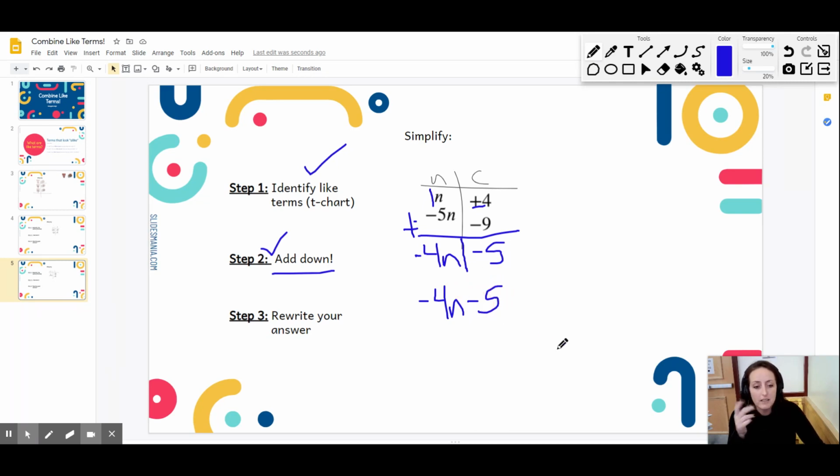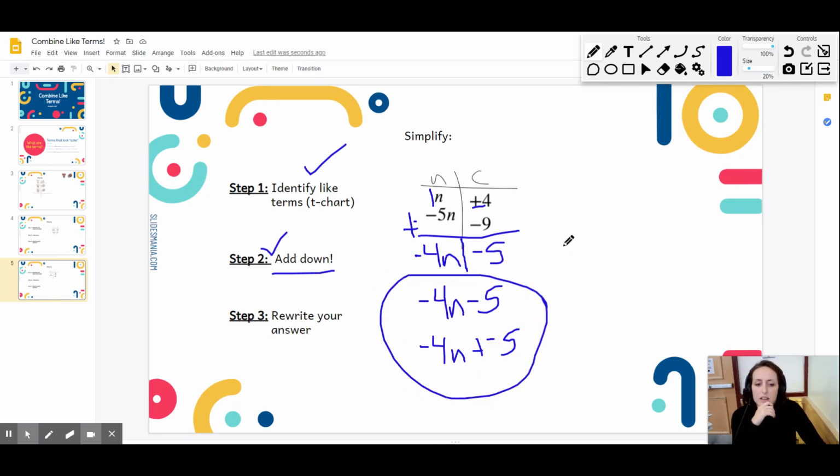Negatives and minuses can be interchangeable when you're talking about operations and signs when you're writing your expressions. If you wanted to write negative 4n plus negative 5, you could have done that as well. Both of these are acceptable answers. This is the one we like to see in math more often. Negative 4n minus 5. Okay, so what we're going to do now is we're going to pop out to your foldable and we're going to do some work. So take your foldable out. We're going to be doing just one column today.